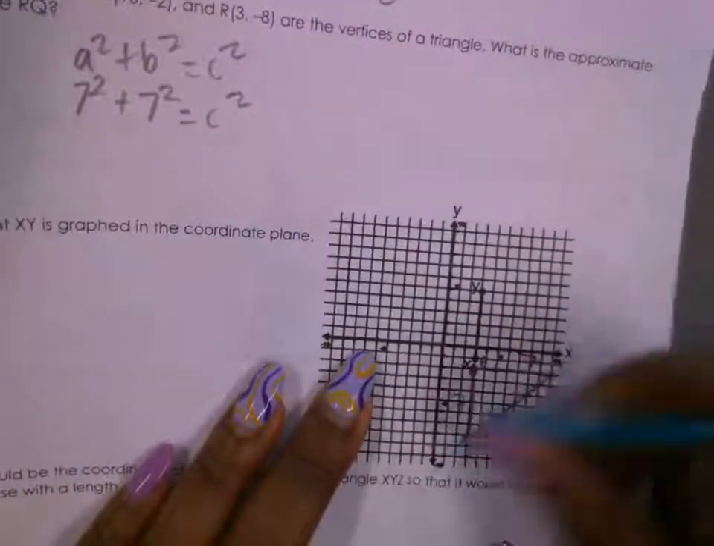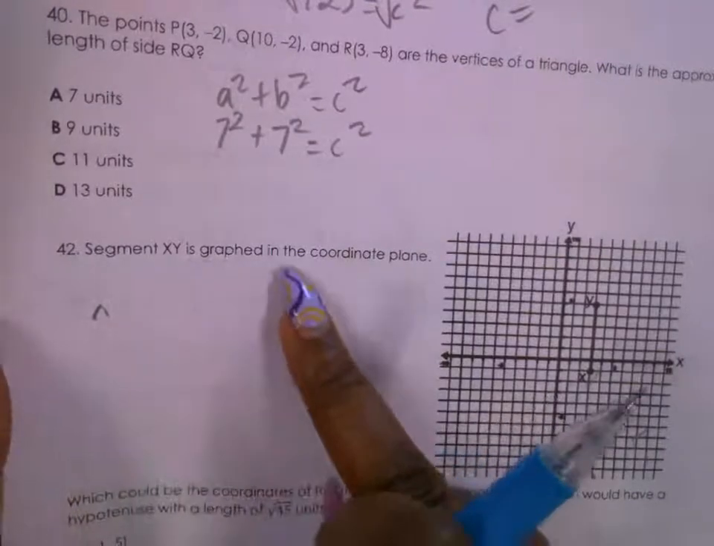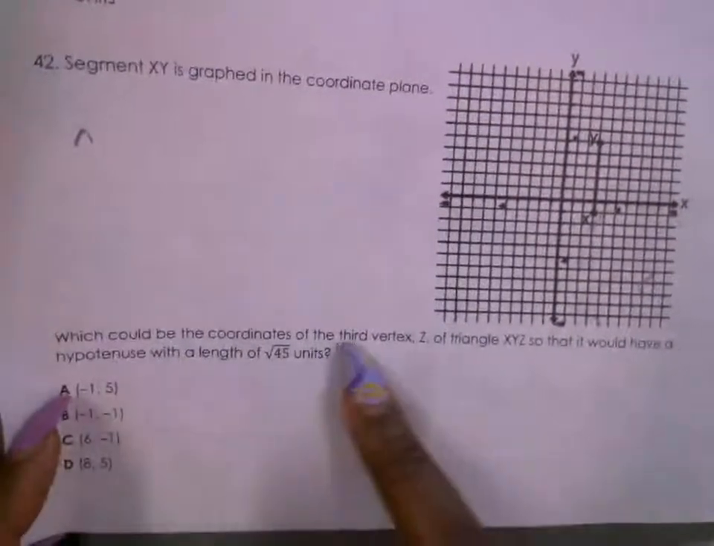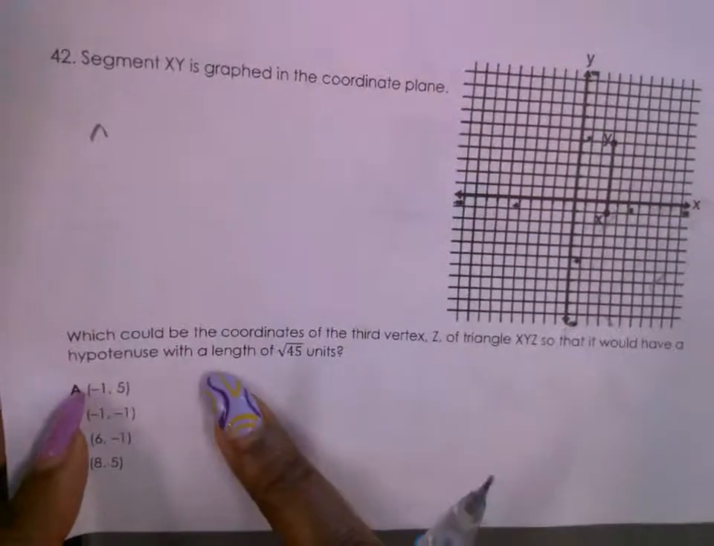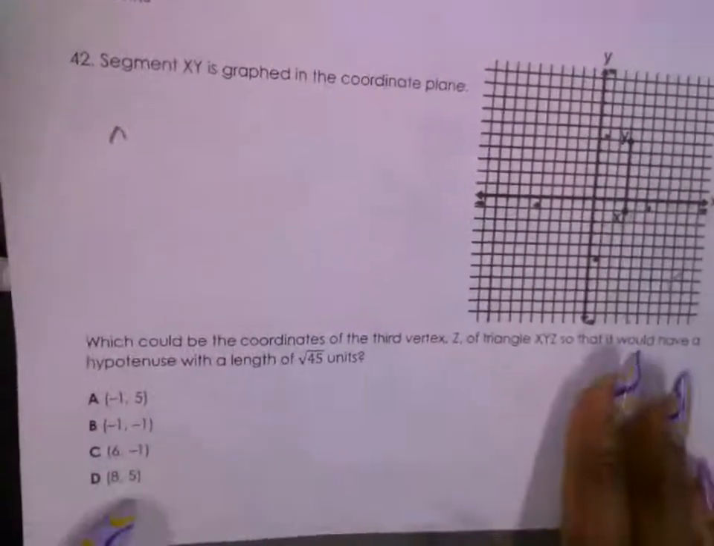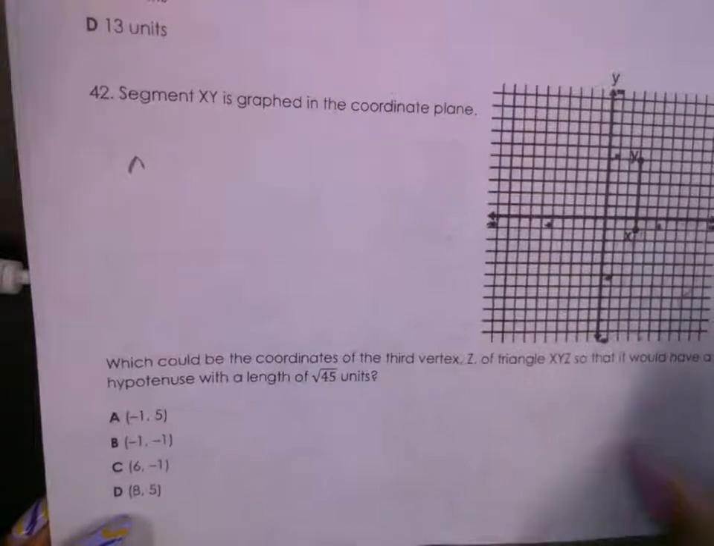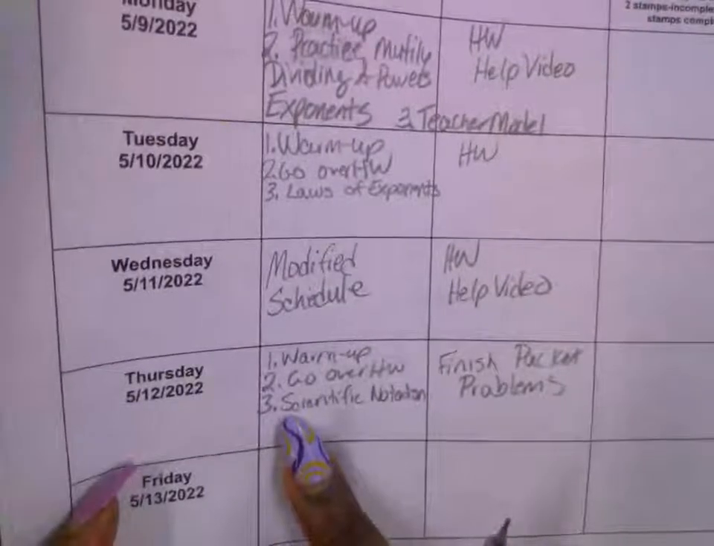I'm going to erase this so that I can look at the picture. All right, so it's asking, this line segment is graphed here, okay? And this line segment is graphed. Which could be the coordinates of the third point, could have a hypotenuse? Don't worry about this one, okay? Don't even worry about it, because you have to graph these different points and do the Pythagorean theorem to figure it out. But don't worry about that. Just finish this problem and you can mark out the last one here. Okay? All right, so that's that one. Pause if you need to.